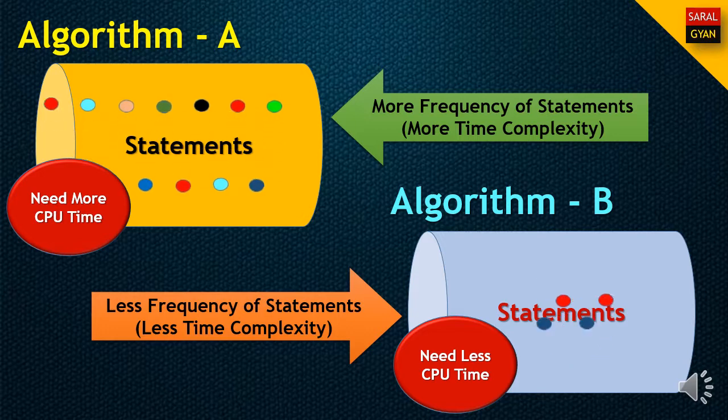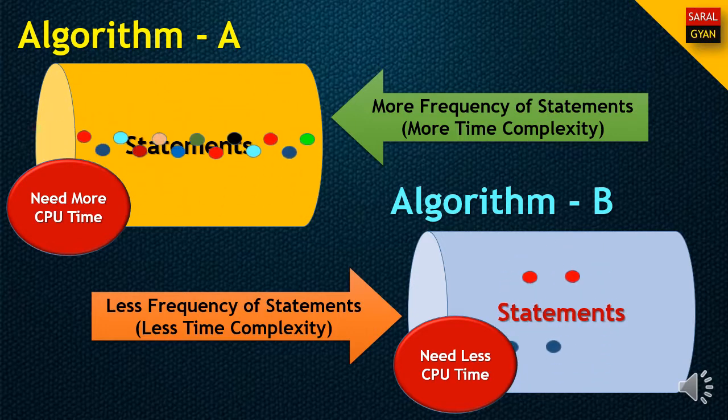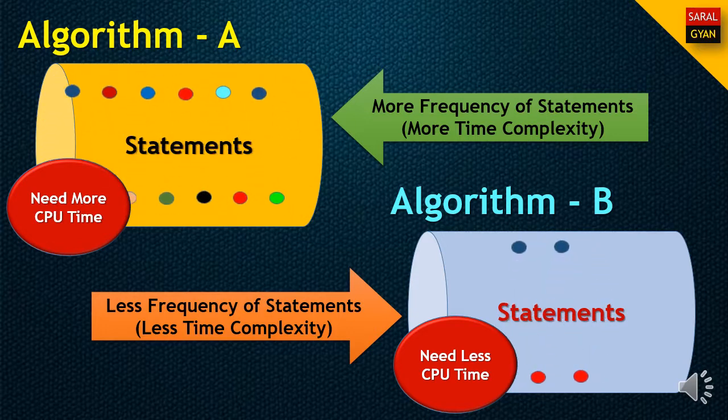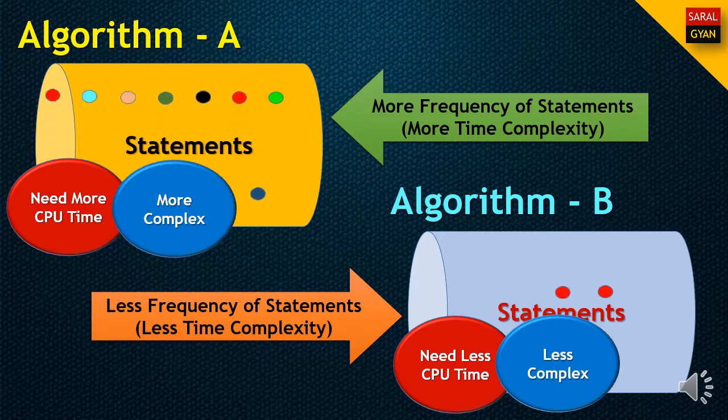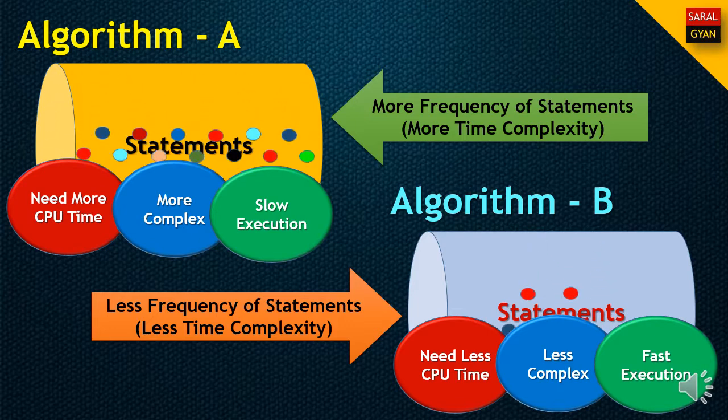Once an algorithm has more time complexity, that means more statements to be executed, it consumes more CPU time in comparison with algorithm B, which has fewer statements. If the number of statements is more, then it is more complex than algorithm B. Likewise, when the number of statements is more, each statement needs its own CPU time. So ultimately the execution of an algorithm with more statements will be slow in comparison to the algorithm with fewer statements to be executed.